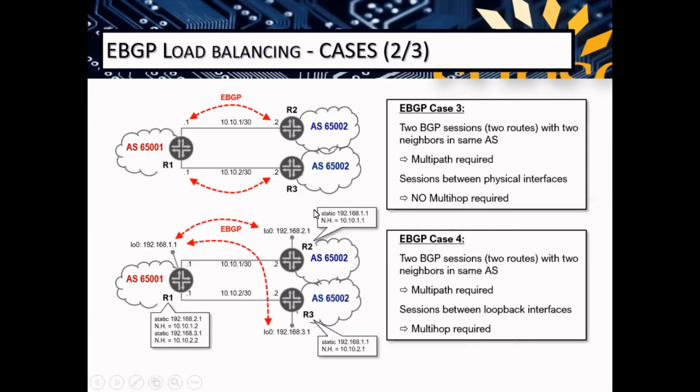And this one is basically two neighbors, but they are in different autonomous systems. So we're going to need multipath multiple AS to allow load balancing to happen. By the way, multipath multiple AS is going to be configured on the receiving side. So if this router receives routes from router 2 and 3, configuring multipath multiple AS on router 1 will allow router 1 to load balance traffic going to those different ASs.